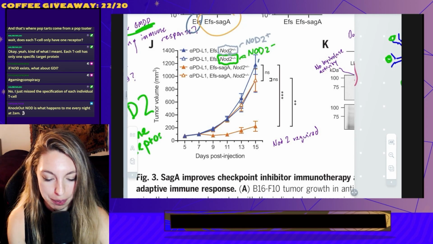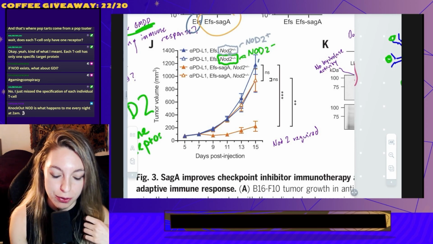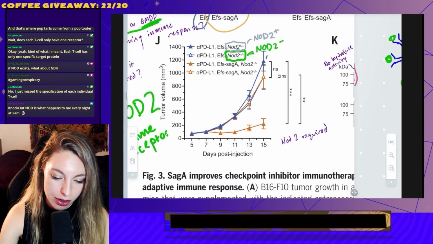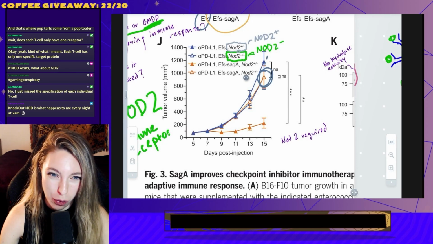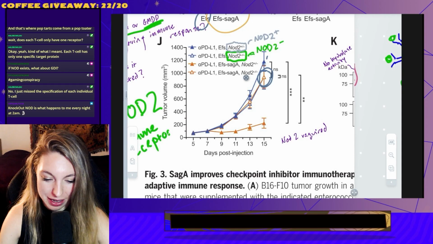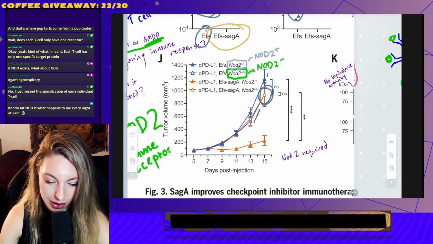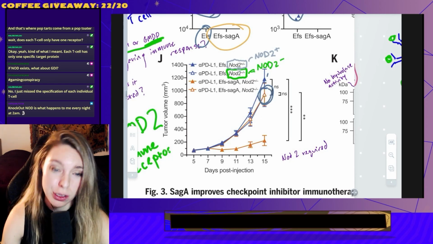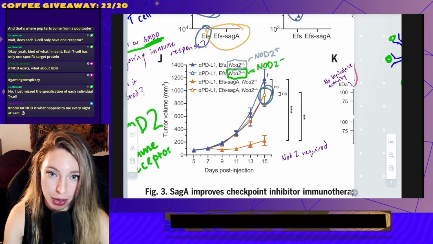They basically give the bacteria to NOD2 deficient mice, so mice that don't make NOD2. And here you can see again the tumors grow out really big. You can't really see the curve because it's being covered by the orange triangle. But if I zoom in, you can see there's a blue line underneath, like right here. So basically, this is also ineffective. But again, they're still using the shitty bacteria, so we don't expect an anti-tumor response.